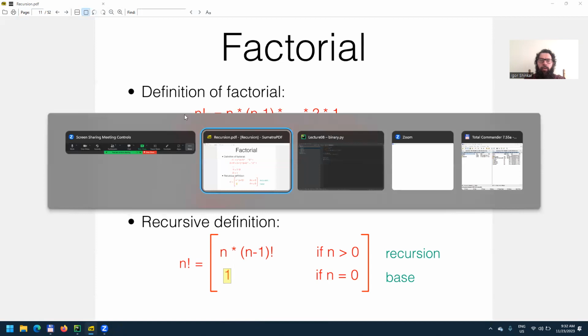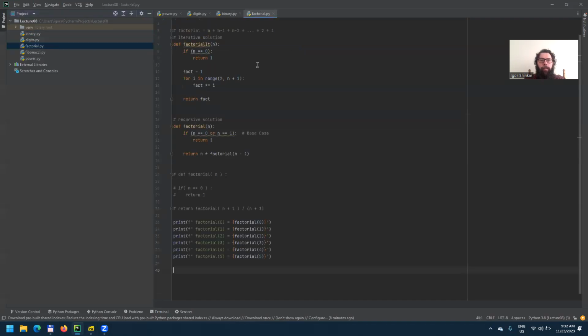Okay. So how about we try writing this code? Here I have two examples. One is called factorial iterative. Iterative is basically how you would usually write it. If n equals 0, just return 1. Otherwise, we define factorial to be 1. And then we say, okay, how about we do it like this? Here I will write 1 times 2 times 3 times n.